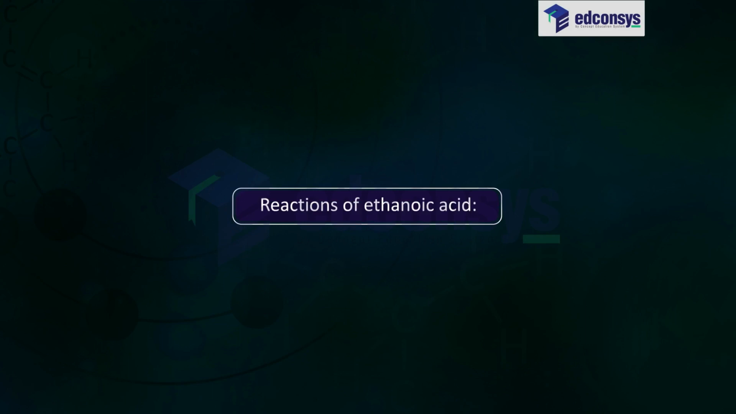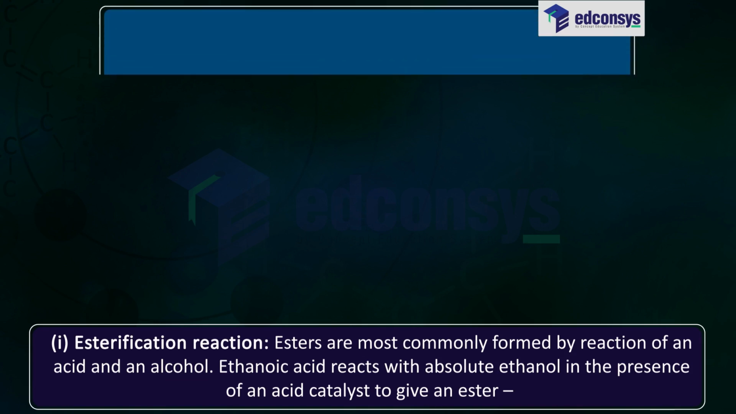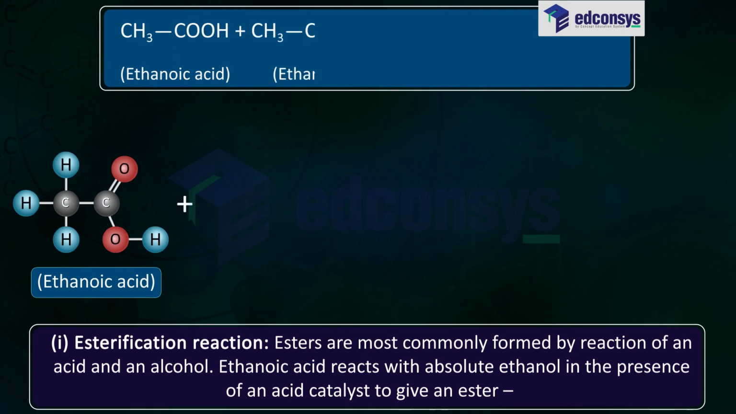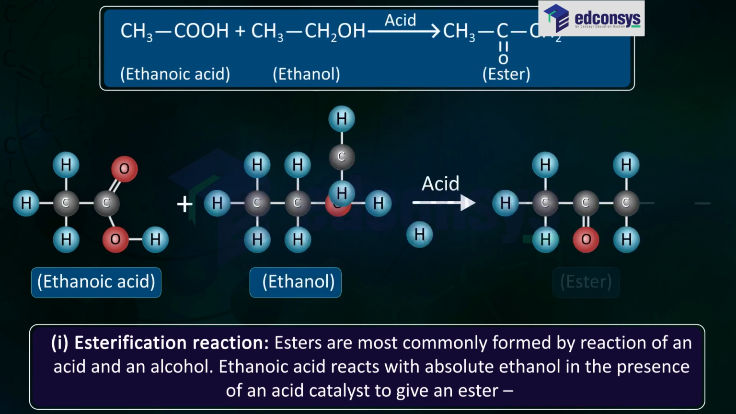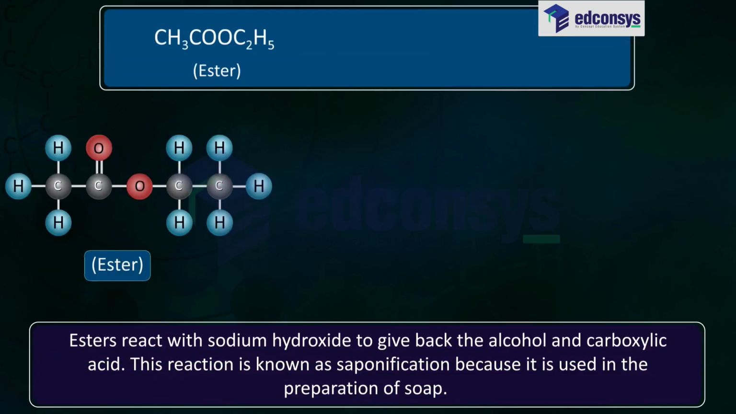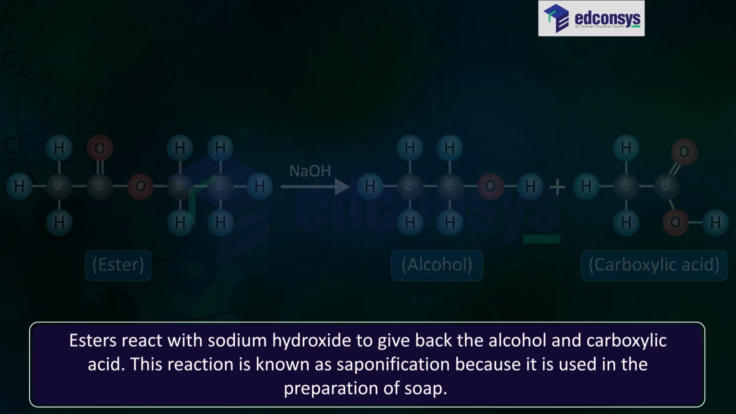Reactions of ethanoic acid. Esterification reaction. Esters are most commonly formed by reaction of an acid and an alcohol. Ethanoic acid reacts with absolute ethanol in the presence of an acid catalyst to give an ester. Esters react with sodium hydroxide to give back the alcohol and carboxylic acid. This reaction is known as saponification because it is used in the preparation of soap.